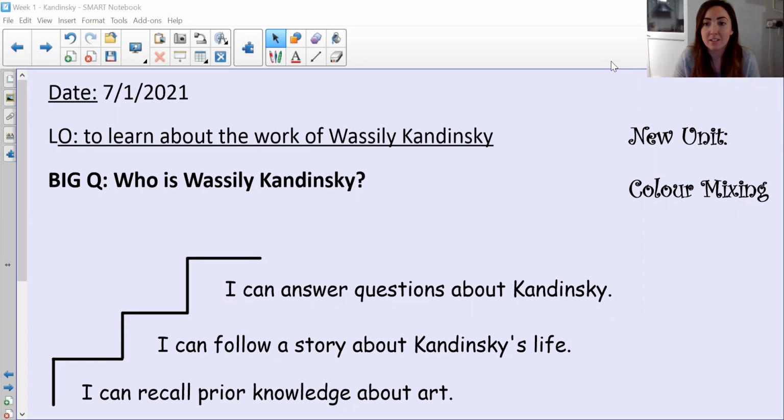This term we are starting a new unit all about colour mixing, and today's learning objective is to learn about the work of Vasily Kandinsky. So the big question is, who is Vasily Kandinsky? Steps to success today: I can recall prior knowledge about art, I can follow a story about Kandinsky's life, and I can answer questions about Kandinsky.